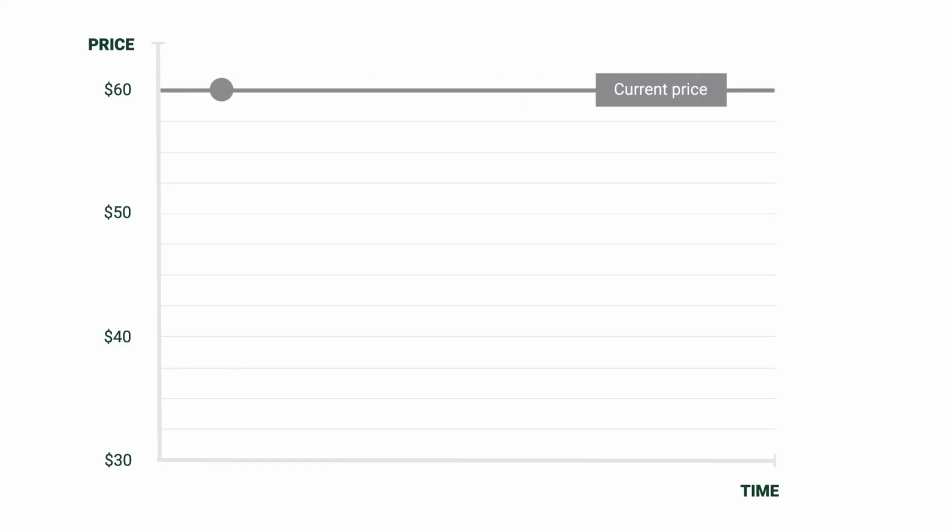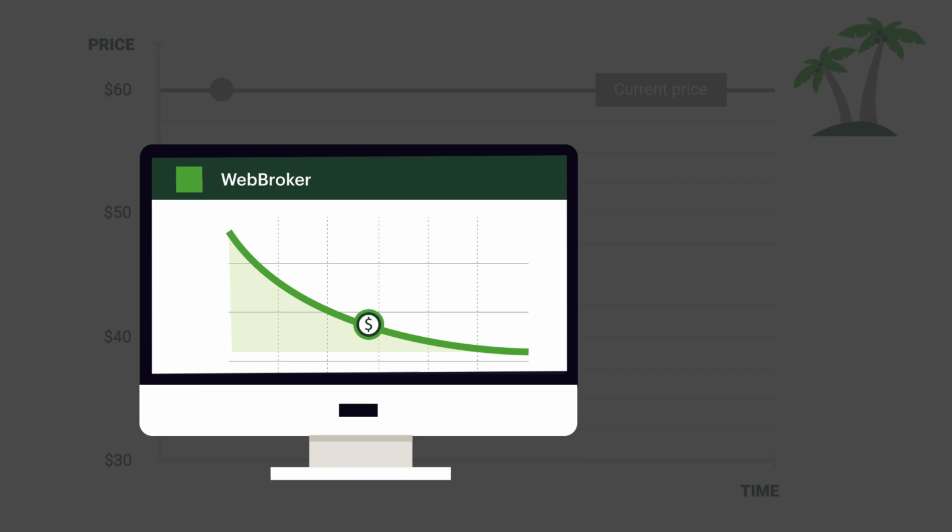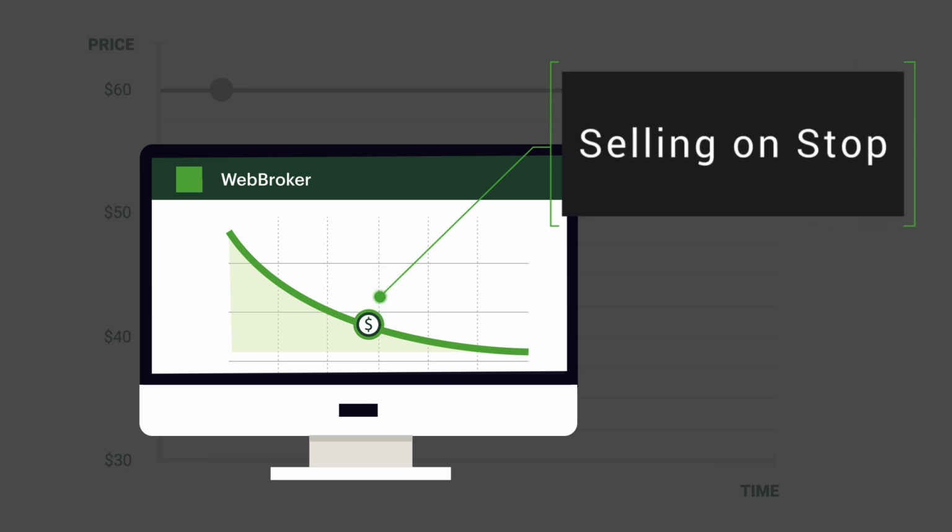Let's say you bought a stock at $60 a share right before going on vacation. Because you may not be able to keep an eye on your portfolio while you're away, you may want to set up a stop loss sell order. This could help you exit your position and limit loss if the stock drops in price. This is called selling on stop.